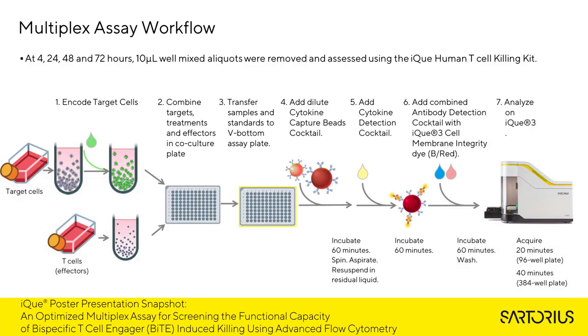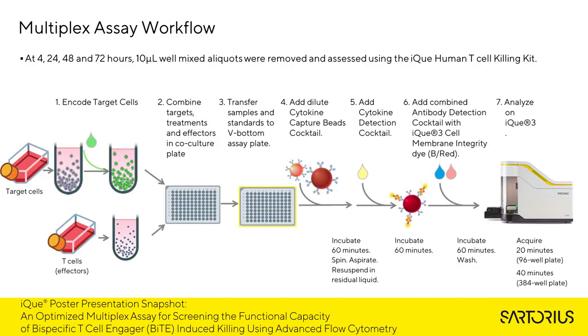At 4, 24, 48, and 72 hours, a well-mixed 10 microliter aliquot from each well was transferred to a V-bottom assay plate and assessed using the IQ human T-cell killing kit. Here details the multiplex assay workflow, where targets are pre-encoded with an encoding dye and co-cultured with effector cells for a designated amount of time.